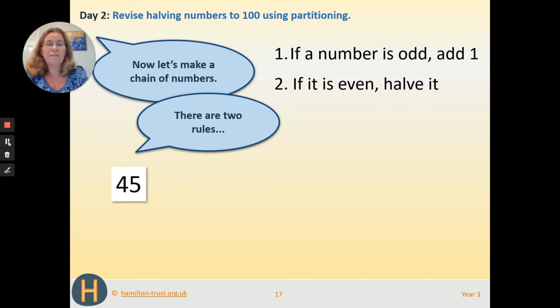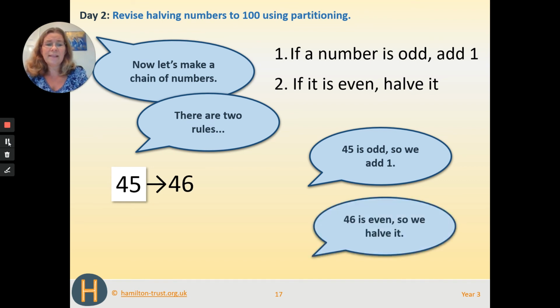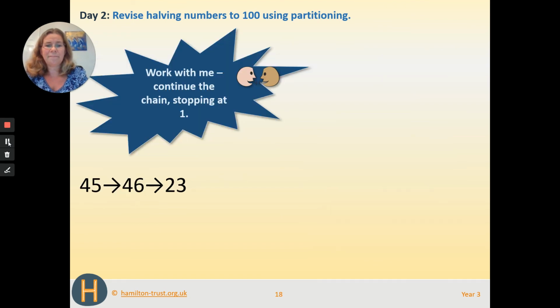Start with 45. Is that odd or even? 45 is odd, so we add 1. 45 add 1 is 46. 46 is even, so we halve it and get 23. Okay, work with me. You're going to continue the chain, stopping when you get to 1. Pause the video now and write it down and see if you can get to 1. Press restart and we'll go through it.